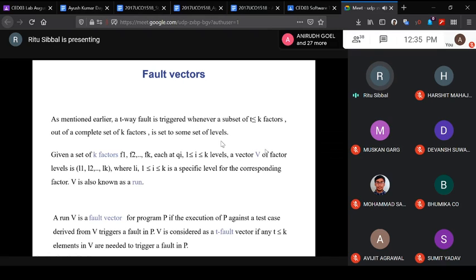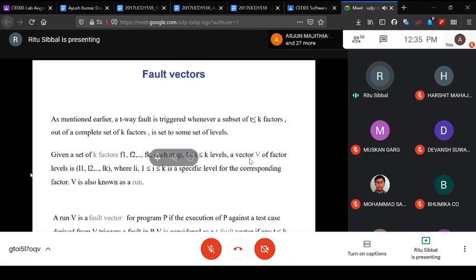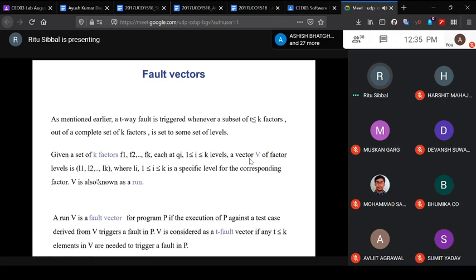So we say a vector V. Now let us define a fault vector. So a vector V of factor levels, where the levels are L1, L2, up to Lk, where i varies from 1 to K, is a specific level for the corresponding factor. So V is also known as a run. So suppose that there are K factors and each has some level, कोई भी उसका level है. So i is varying again from 1 to K. So the vector will be actually an array of factor levels.